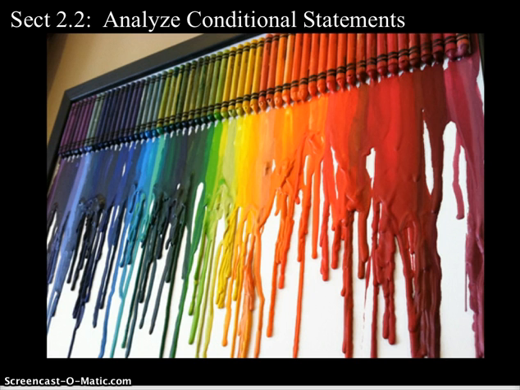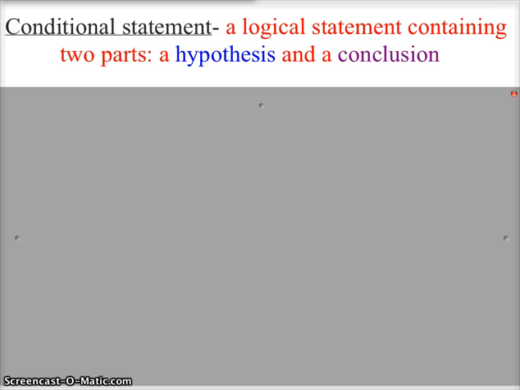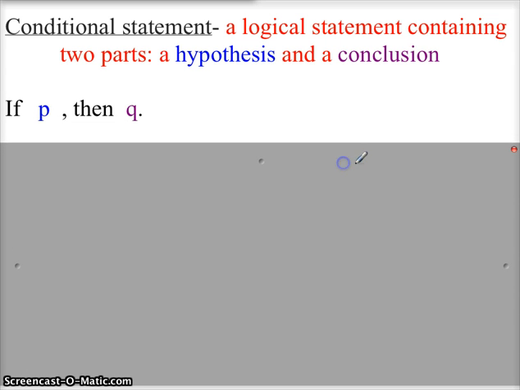So, analyzing conditional statements. First of all, conditional statement, what is it? A conditional statement is a logical statement containing two parts. The first part is a hypothesis, and the second part is a conclusion, just like in your science class. So we read this as if P, then Q.